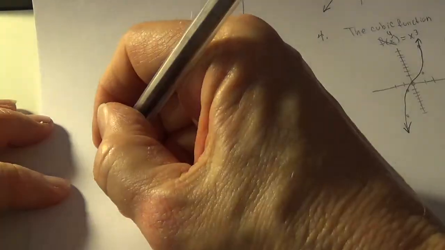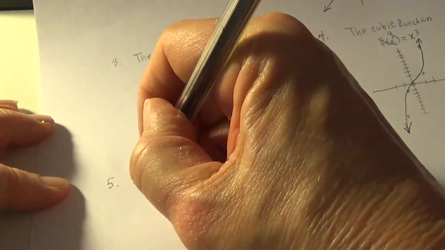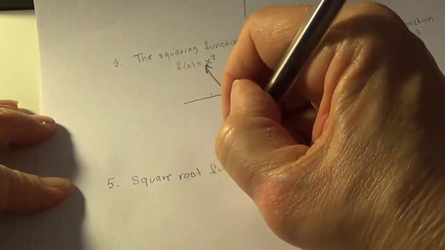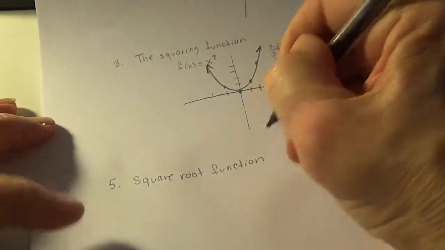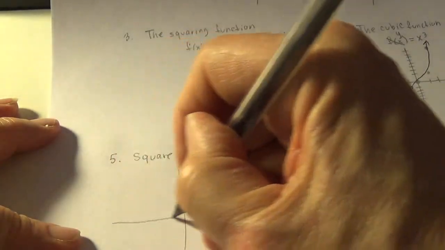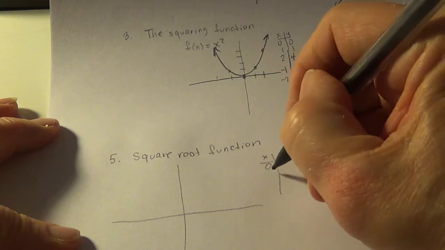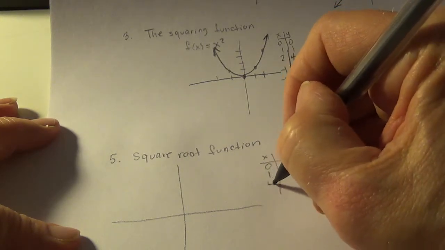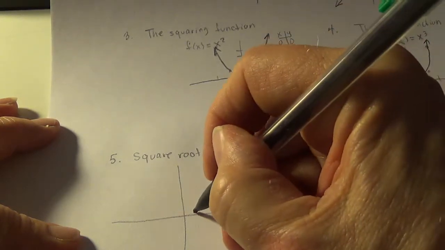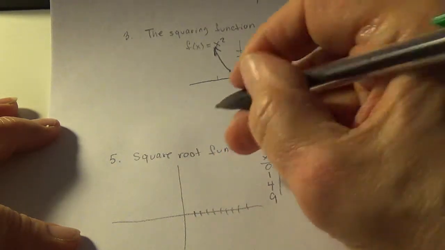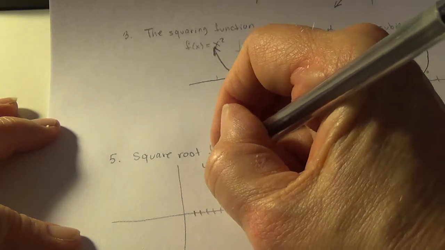Number 5 is the square root function. Some values that we know for the square roots are 0, 1, 4, and 9. 0, the square root of 0. Let me give you the function.